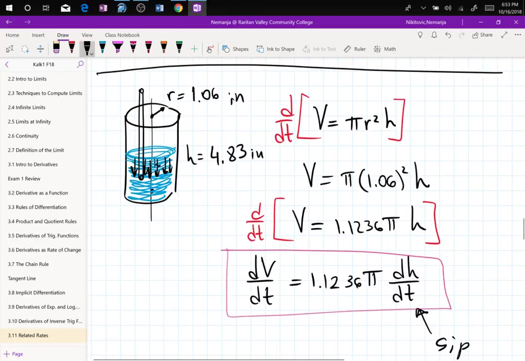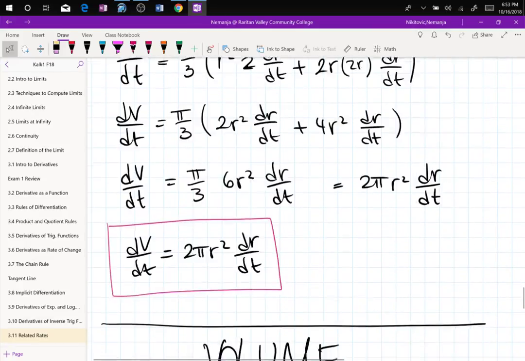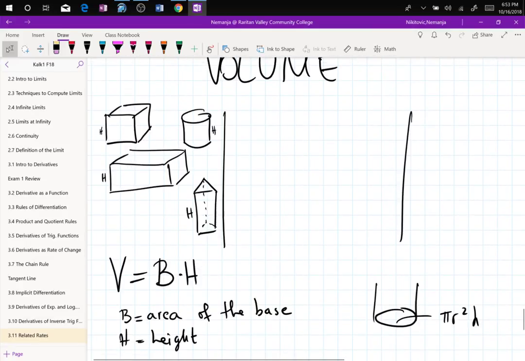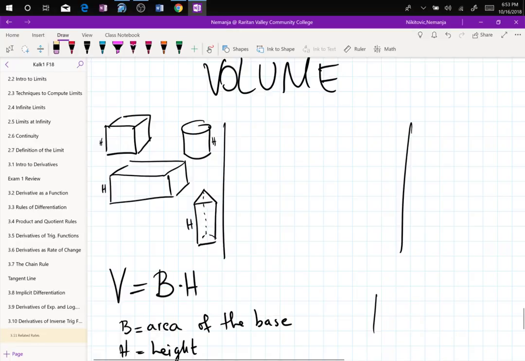Pi r squared times the height. It's exactly the formula we need. So prisms are going to work that way. Whatever the shape of the base is, you will just simply multiply that by height, and you're done.